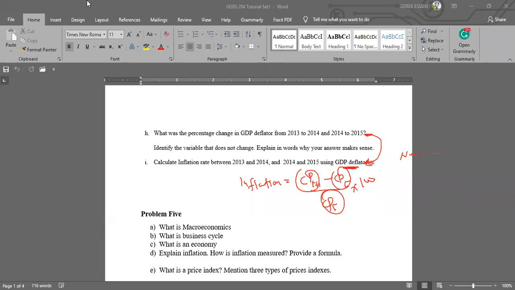Hello. Yes, please. I don't really get it. Kindly go over it for me. That was the percentage change in GDP deflator from 2013 to 14 and then 2014 to 15. I couldn't get it.